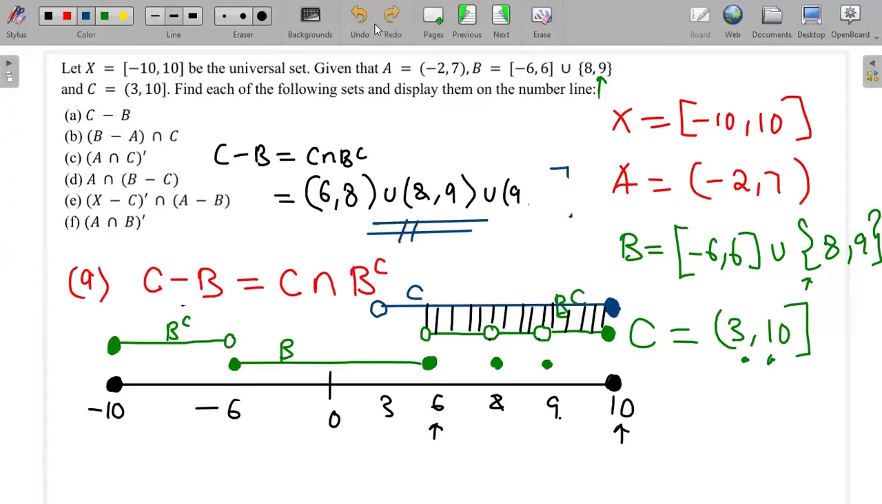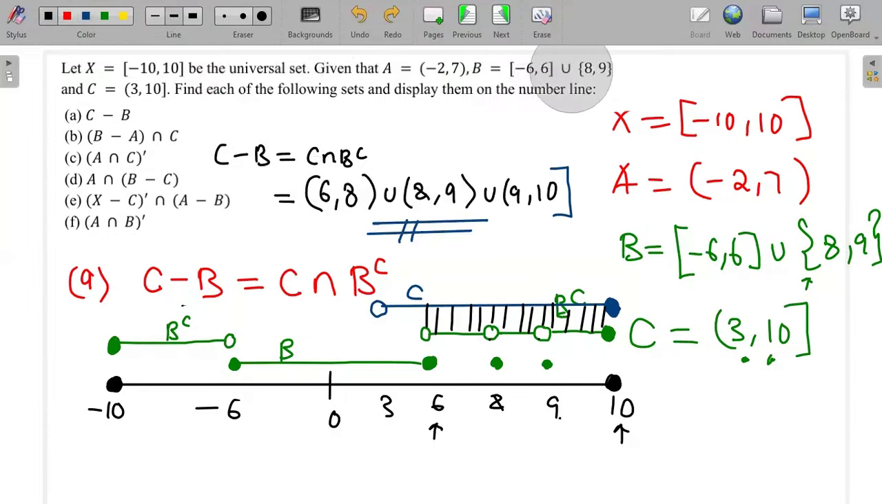Yes, sir. On the way you were plotting the B complement, I didn't get that part. The what? When you were plotting the B complement. The B complement. Oh, yeah, okay. So look at the set B first.